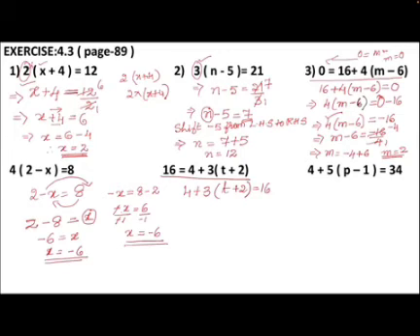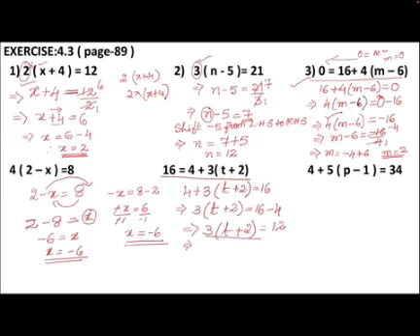Now solve the equation just like we did in the third problem. I hope you can solve this. So 4 plus 3 into (t plus 2) equals 16, so 3 into (t plus 2) equals 16 minus 4. What is 16 minus 4? It is 12.